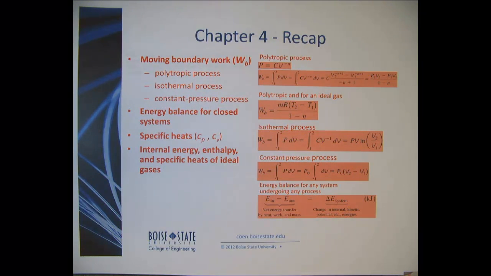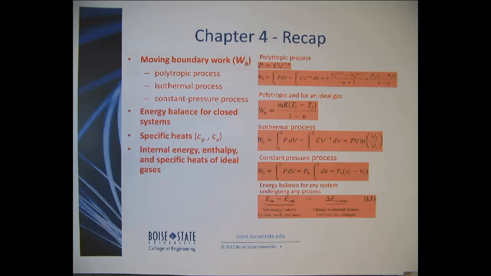Let's do a quick recap of Chapter 4. In this chapter we learned how to compute work in a moving boundary problem, and we are talking about closed systems. We learned that the work done can be different based on the type of process. For example, for a polytropic process, where PV^n is a constant, you have the work done shown there.